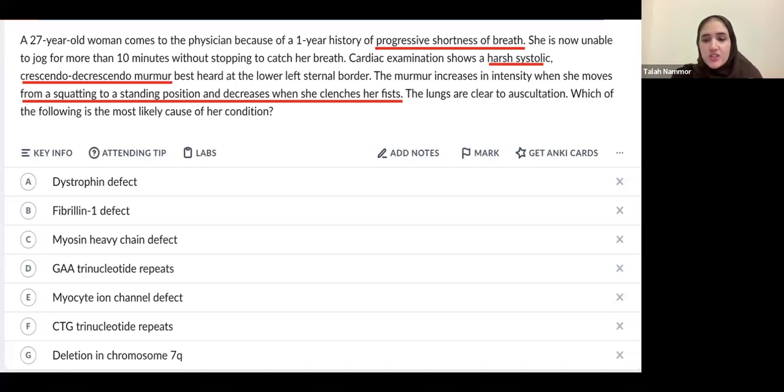So in hypertrophic cardiomyopathy, the intensity of the murmur is going to change, okay, with the Valsalva maneuver. So you guys are saying C. Do you guys agree? The defect is in the myosin heavy chain? Perfect. Come on.